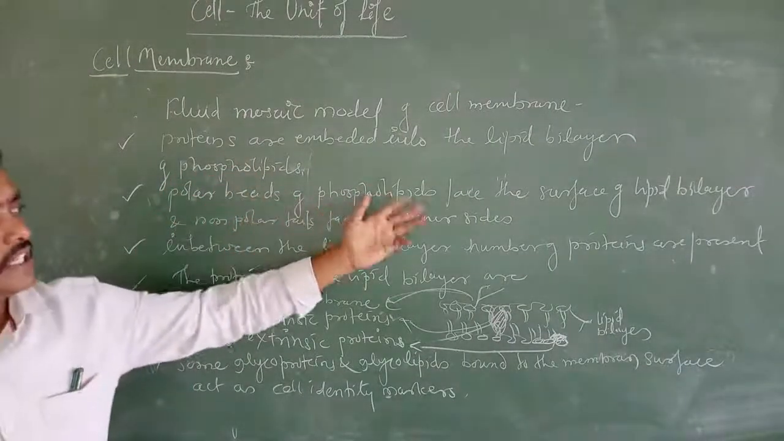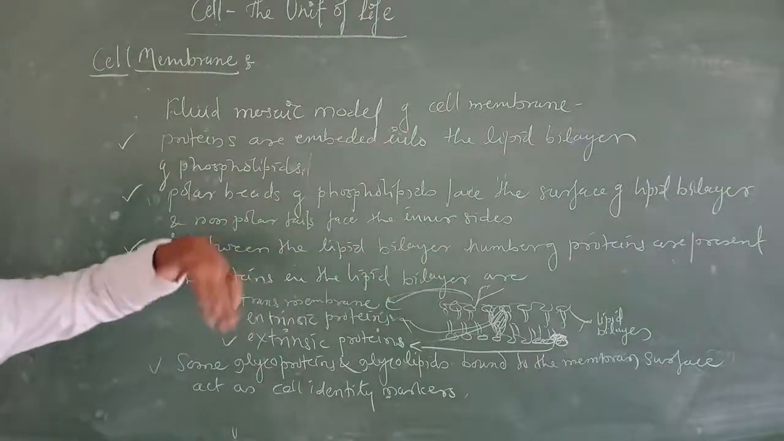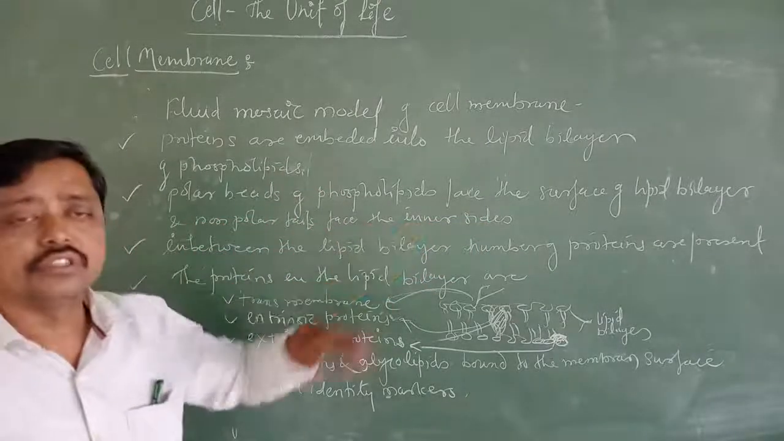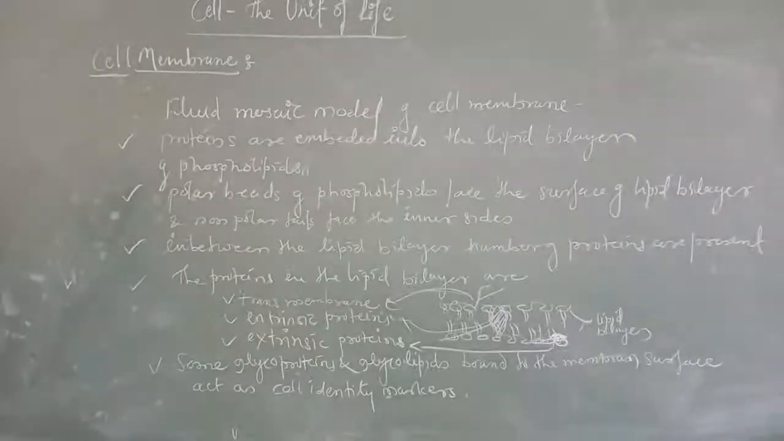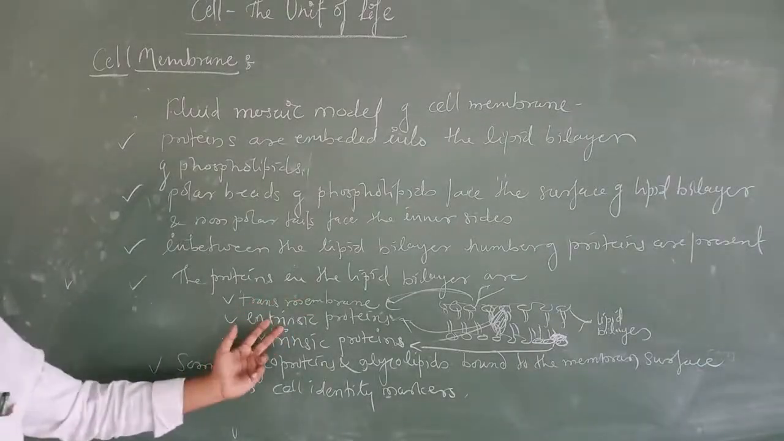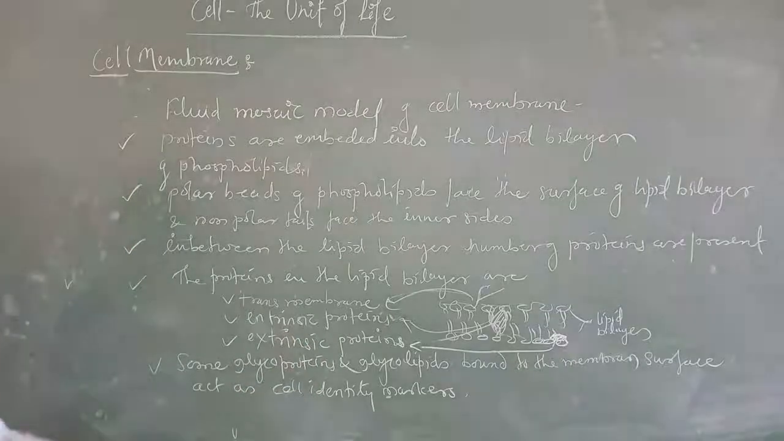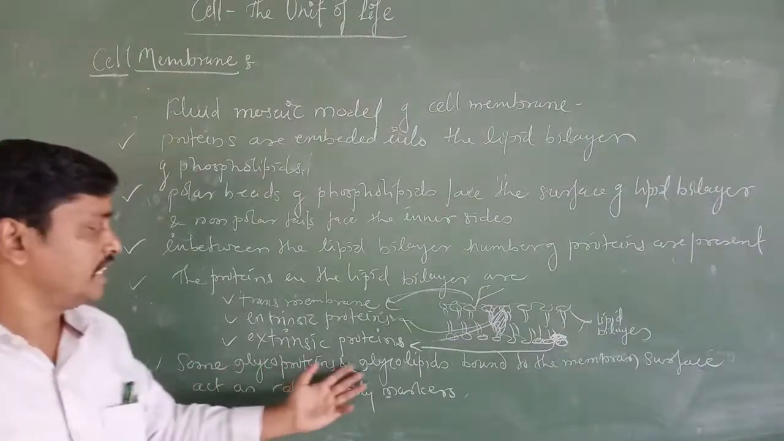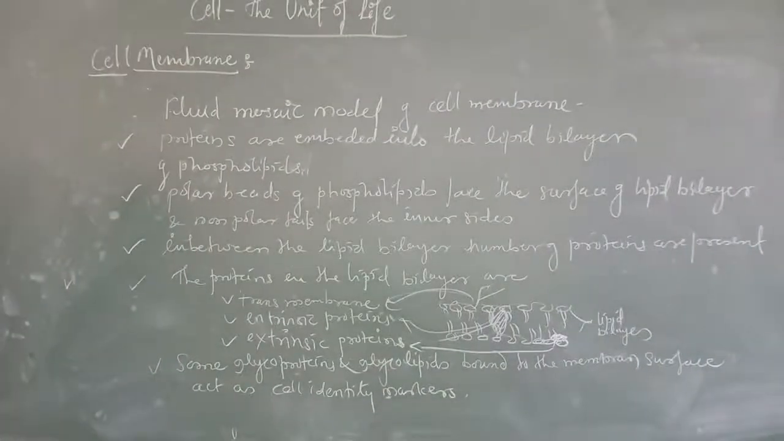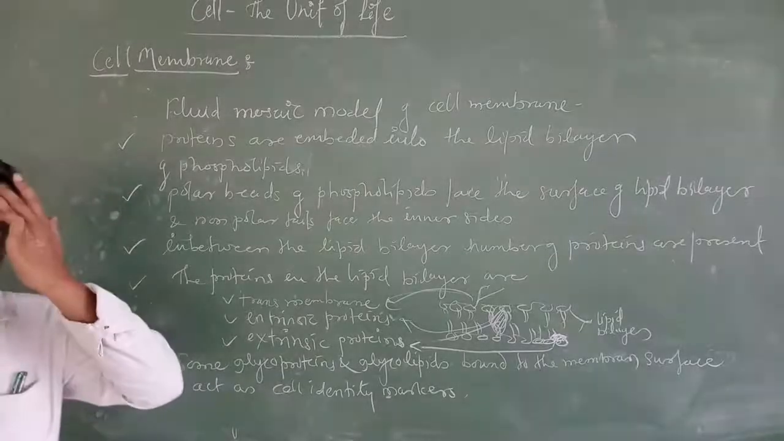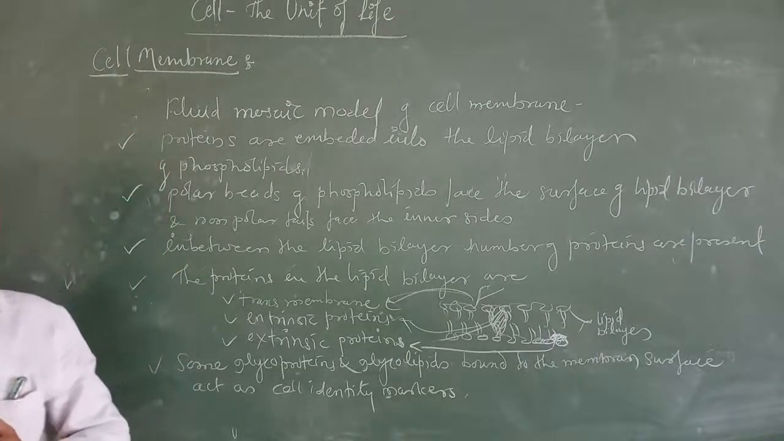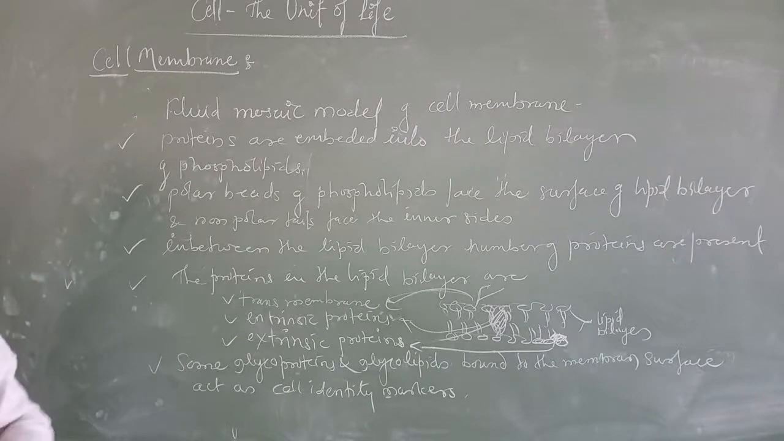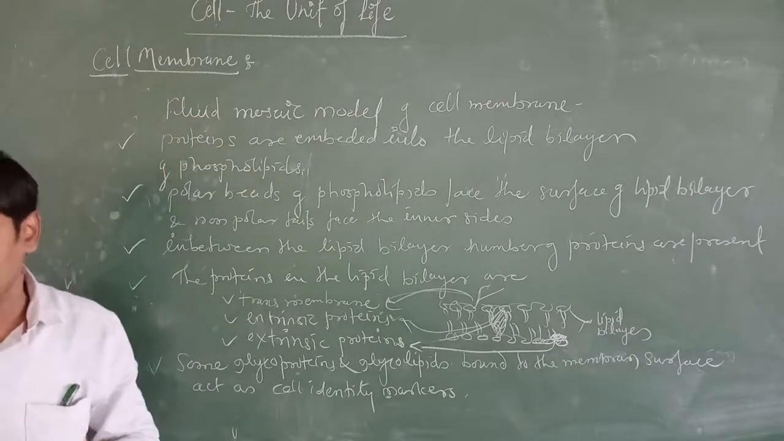Polar heads of the phospholipids face the lipid bilayer surface, and non-polar tails face towards the inner side. Then in between the lipid bilayer, a number of proteins are present, and those proteins may be classified into transmembrane, intrinsic proteins, extrinsic proteins, etc. Then afterwards, in the fluid mosaic model of the cell membrane, you are going to find some glycoproteins and glycolipids bonded to the membrane surface. They act as cell identity markers. And you may include a few points whatever I told you regarding the cell membrane first, before we started the fluid mosaic model.